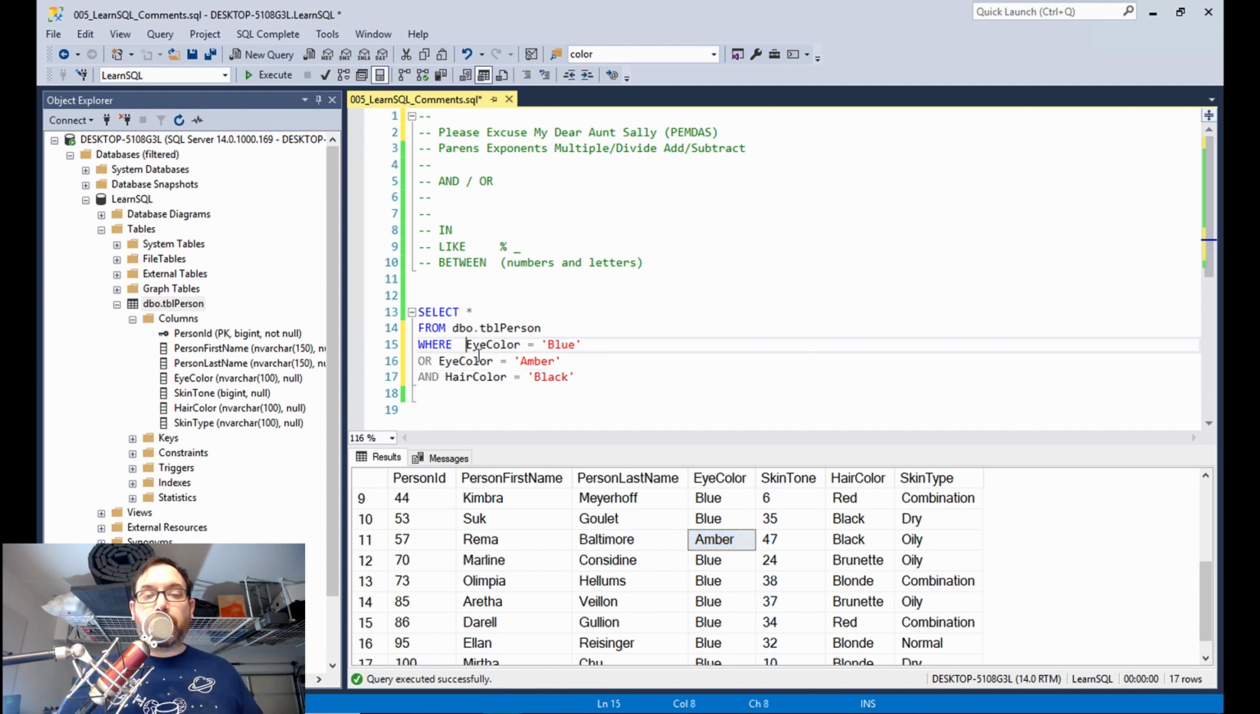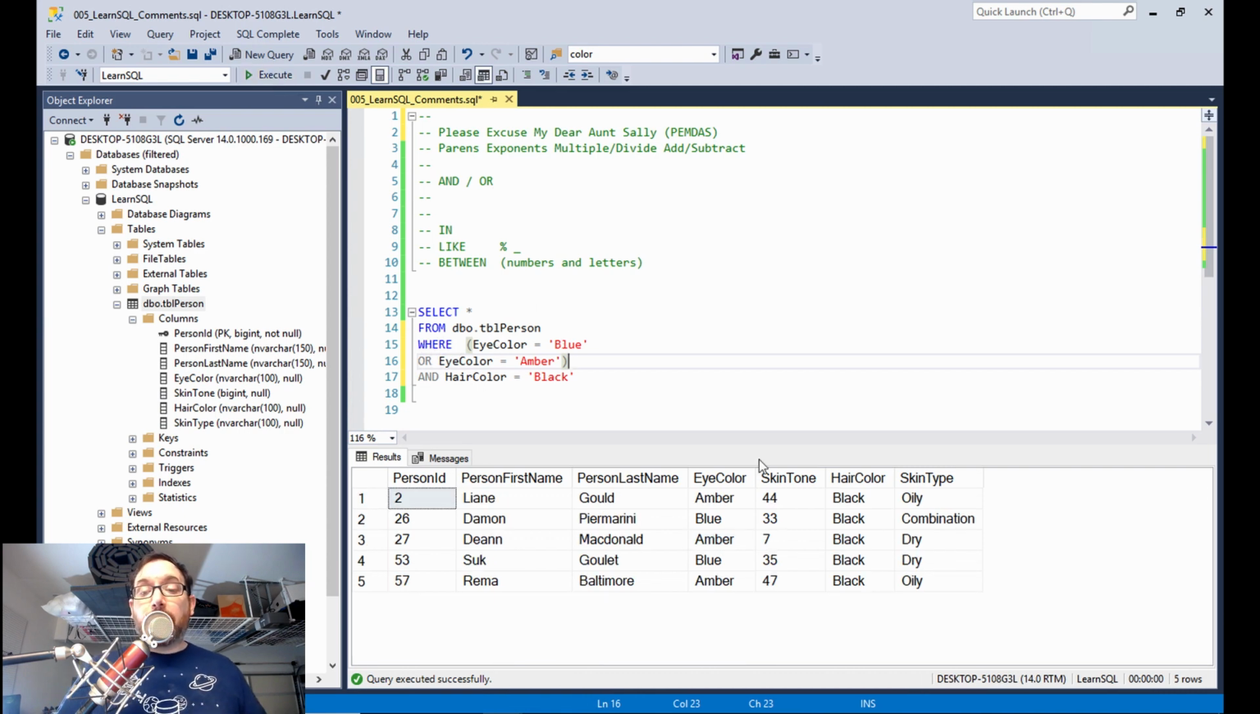So we can put parentheses around our or statement just like we would in mathematics, the order of operations. Now our where questions are where the eye color is blue or amber and the hair color is black. So we will get different results. Right now we have 17 rows, and if we execute this again, we have 5 rows. The hair color is always black and the eye color is amber or blue, just like we were looking for. So this is a very important piece, the parentheses, when using multiple questions in a where clause.